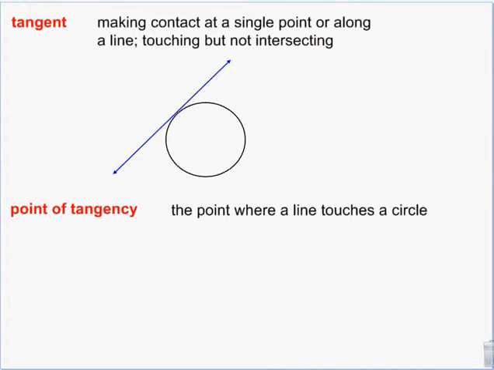There. It was perfect when I moved it. So the tangent line is touching the circle at one single point. The line and the circle share one point in common. The point of tangency is the point where the line touches the circle. So this point right here is the point of tangency.